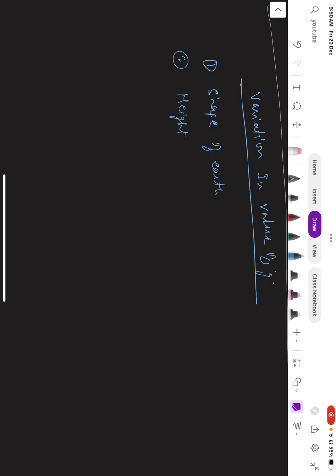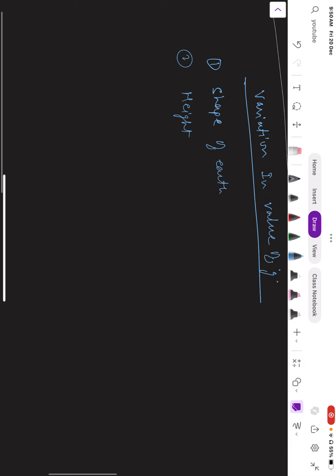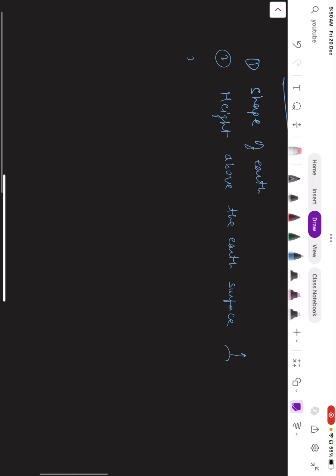Second point is height above the earth surface. That is, if you go upward from the earth surface, then the gravity will change. One by one we'll discuss this, don't worry about that. Okay, I just write the topic here.